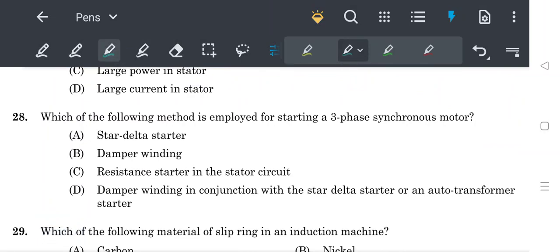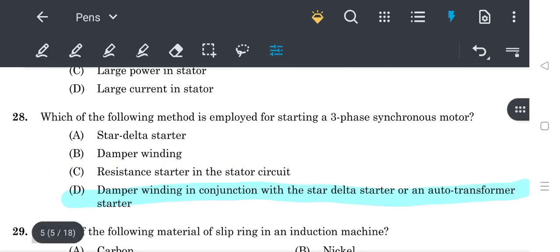Which of the following method is employed for starting a three-phase synchronous motor? Answer, option D, damper winding in conjunction with the star delta starter or auto transformer starter.